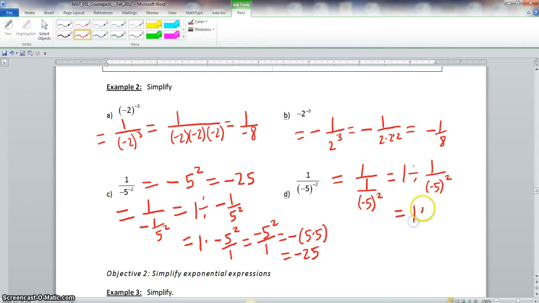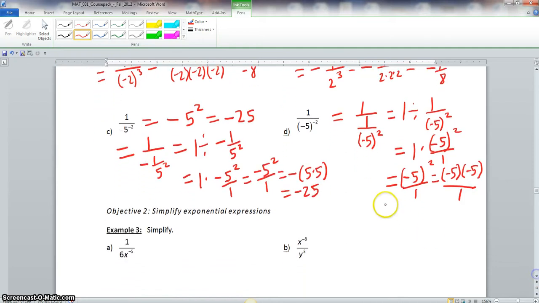Now this would equal 1 times negative 5 in parentheses squared over 1. We know 1 times this value will end up being this value, so it would be negative 5 in parentheses squared all over 1. So this is negative 5 times negative 5, still all over 1. Now negative 5 times negative 5 is 25, all over 1 gives us 25.